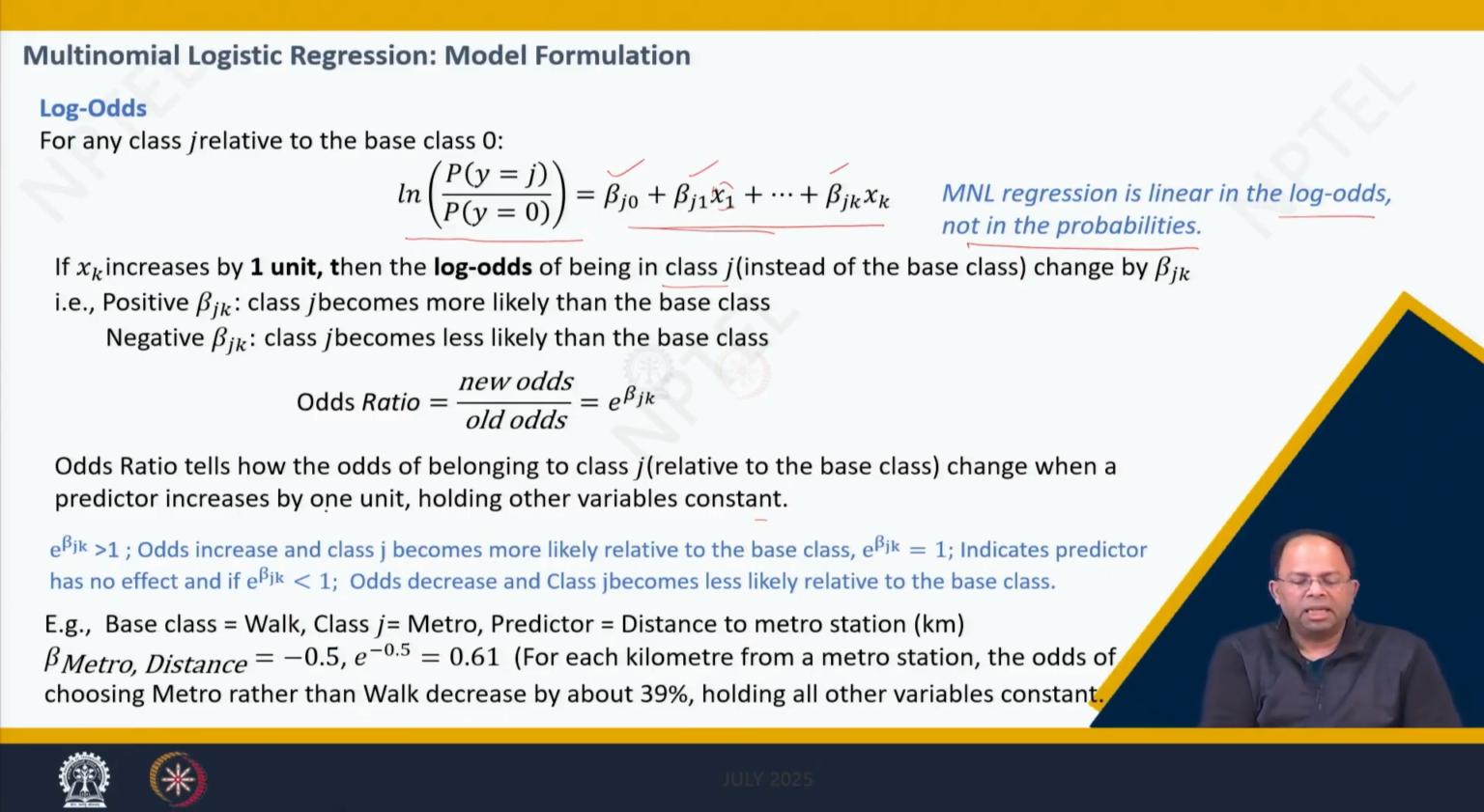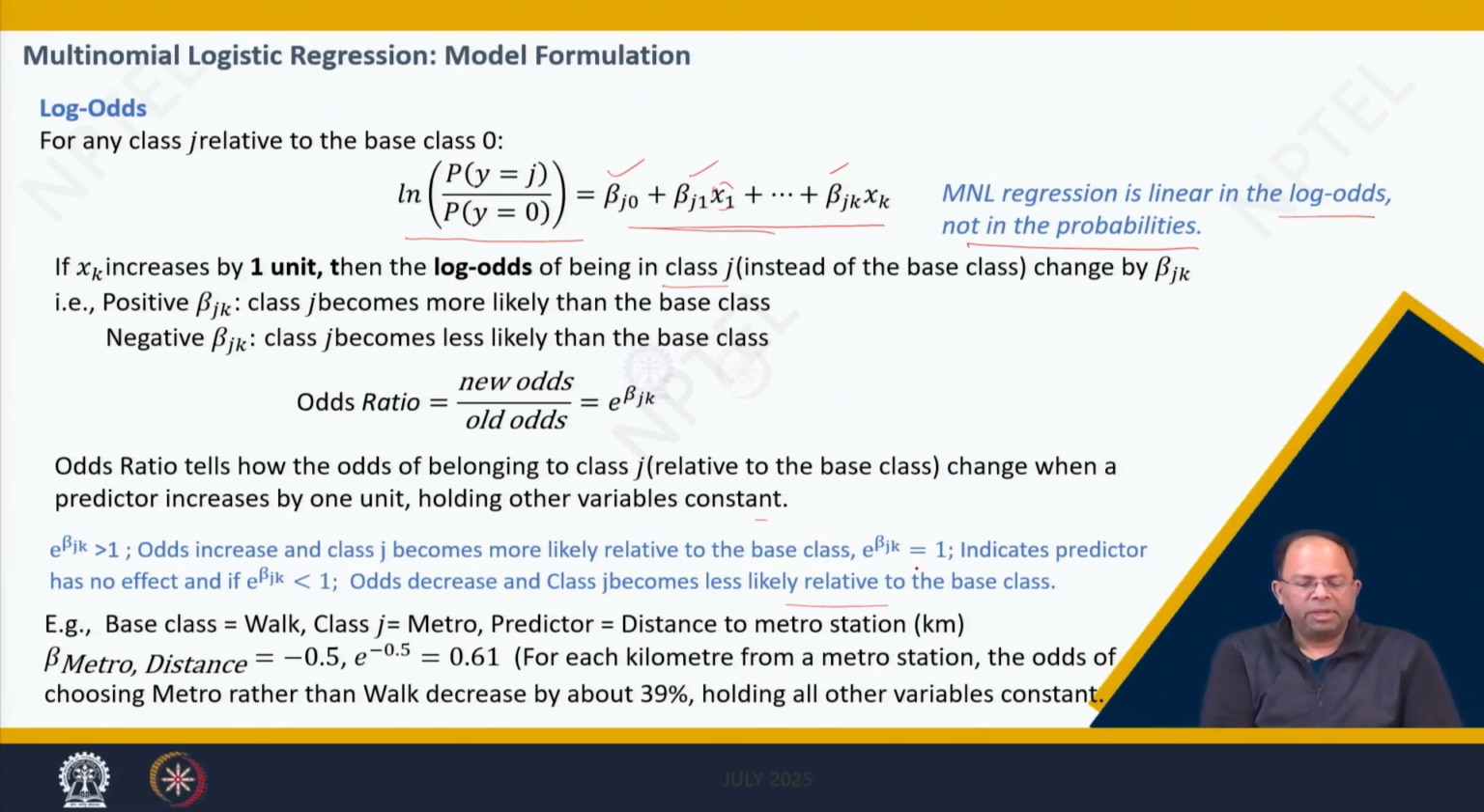That is, when the predictor, that means xk or anything, changes by 1 unit, what is the odds of belonging to a class J and how likely it is, and that would be estimated. So e to the power bjk greater than 1 means odds increase and class J becomes more likely relative to the base class. If it is equal to 1, then it indicates the predictor has no effect, and of course bjk is the predictor strength, the importance of that predictor, right? So e to the power bjk lesser than 1 means odds decrease and class J becomes less likely relative to the base class.